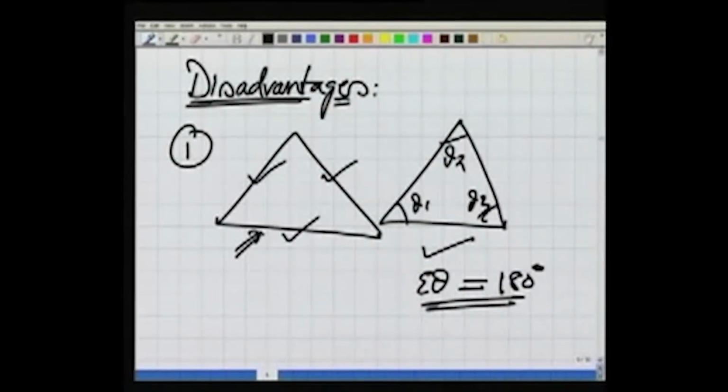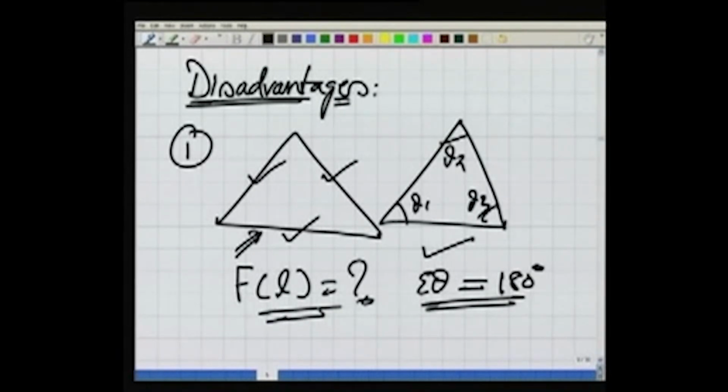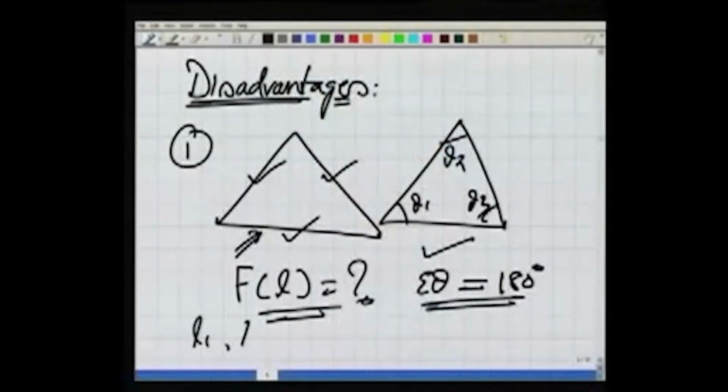Is there any similar geometric condition for the lengths also? Can I say something, any kind of relationship with a function of these lengths? Can I say that they should follow some relationship? We cannot. Whatever lengths we have measured, L1, L2 and L3, they will always form a triangle. Always the resulting angles will sum to 180 degrees.